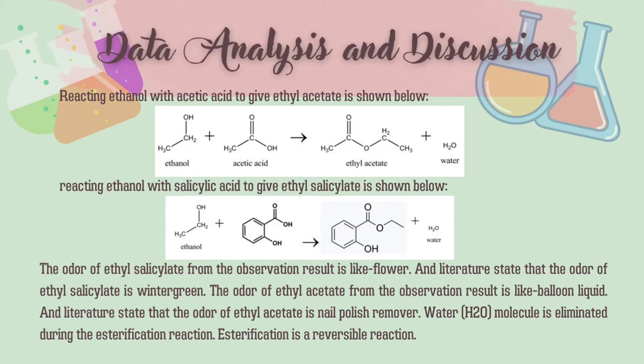Reacting ethanol with acetic acid to give ethyl acetate is shown below. The reaction is ethanol plus acetic acid resulting in ethyl acetate plus water. And the second, reacting ethanol with salicylic acid to give ethyl salicylate is shown below. The reaction is ethanol plus salicylic acid resulting in ethyl salicylate plus water.